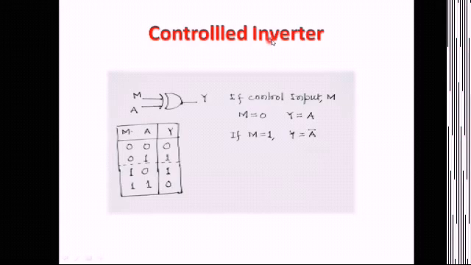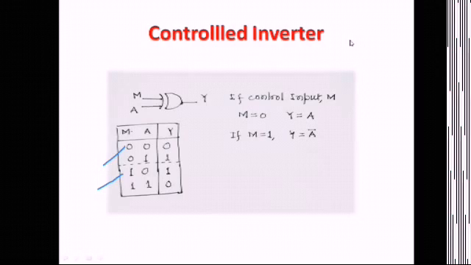Mainly there are two cases. This is the first case and the second case. When M is equal to 0, Y will be equal to A. That is, the value of Y is 0 here, and the value of A is also 0, so we can write A is equal to Y, or Y is equal to A. Similarly, in this case, suppose M is equal to 0, we can see that Y is equal to A, that is 1 is equal to 1. So we can write that when M is equal to 0, we get Y is equal to A.